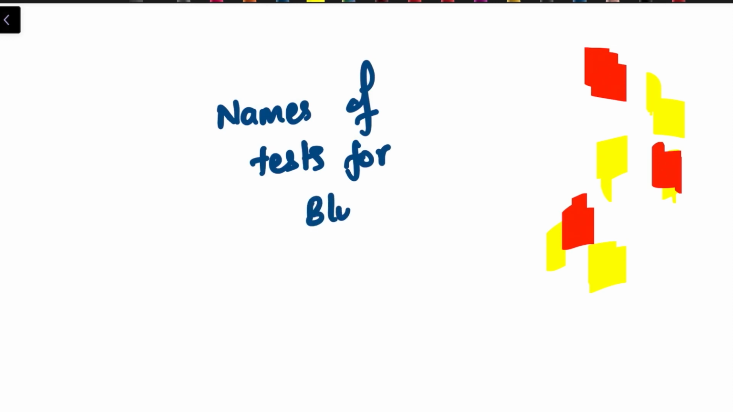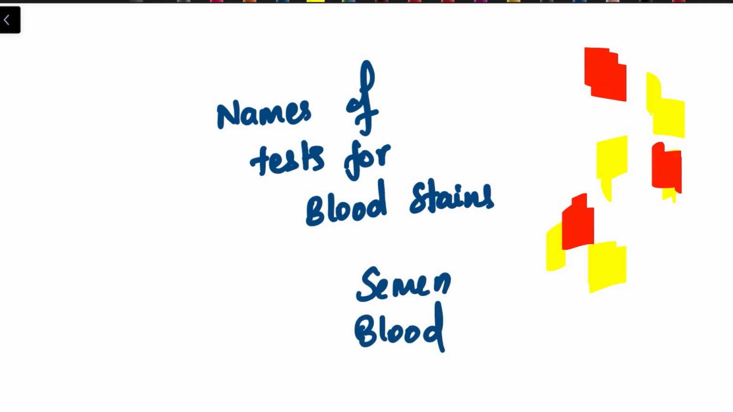In this video, we are going to discuss the names of blood staining tests. Usually, in a crime scene, in medico-legal cases, there are certain stains available that can be of semen, blood, or any other fluid. So we have to perform certain tests to know which stain it is.